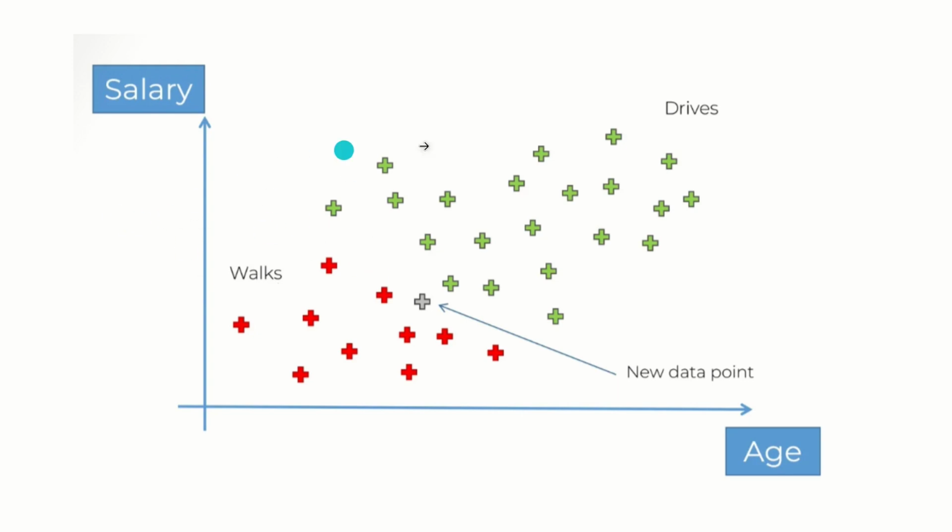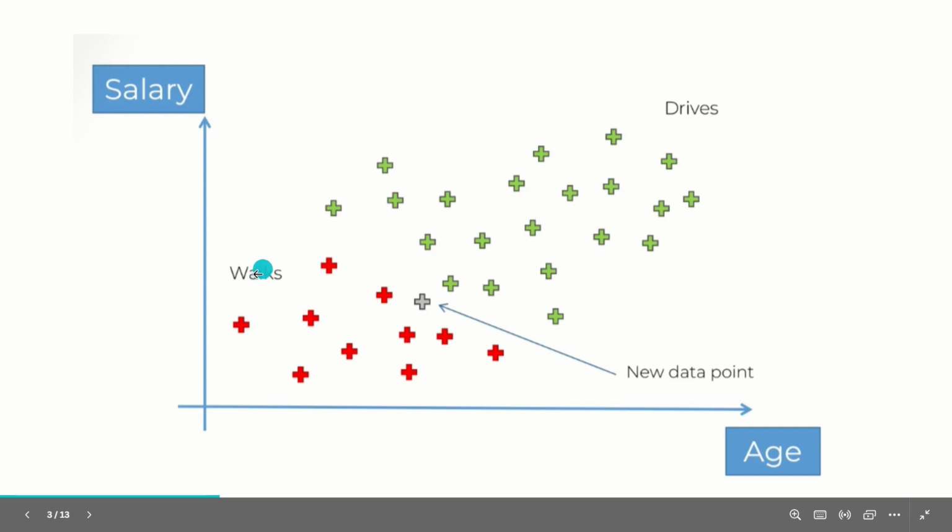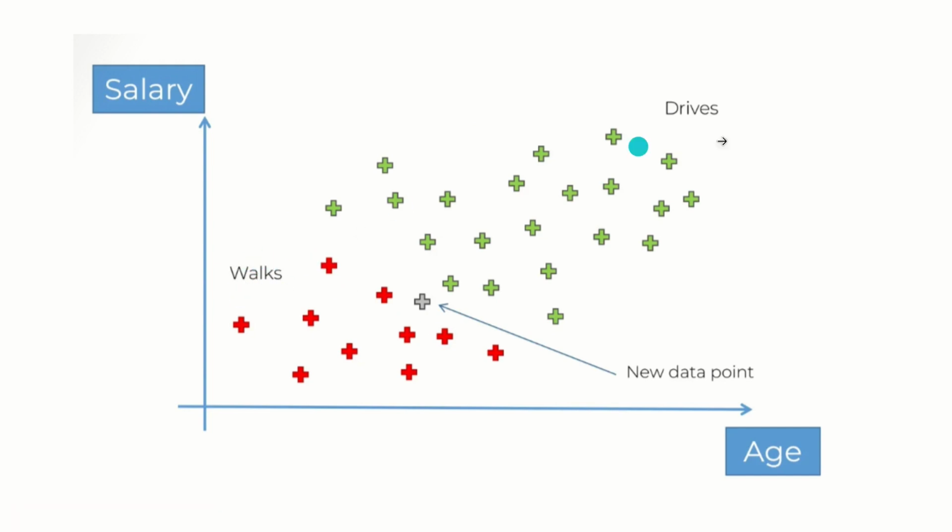For this video, I'm going to take a scenario in which we have a total of 30 points available. All right, we have two features available, salary and age, right? We have two categories available, walks and drives. Meaning we have some set of people, and some people are walking to their work, let's suppose, and some people are going to their work via driving.